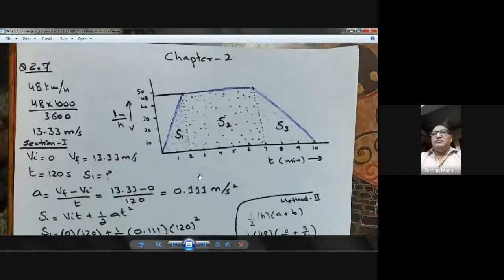Now you can see that the train started from rest. In 2 minutes, the speed became 48 kilometer per hour. Then in the next 5 minutes, the train moved with that speed, 48 kilometer per hour. And then in the next 3 minutes, the train speed decreased and it became 0. So that is the motion, three portions of that motion.